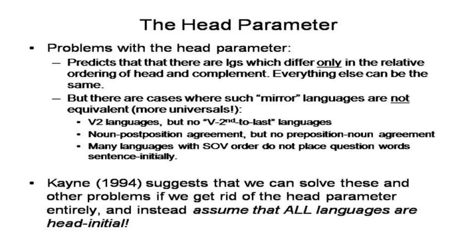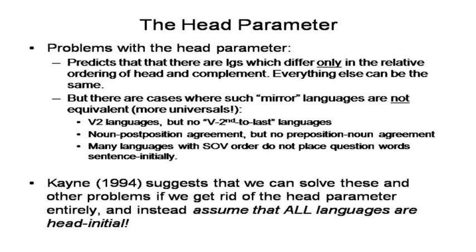You have V2 languages, but no V second to last languages. You have agreement with postpositions, but there are no languages that have agreement with prepositions. And many languages that have SOV order, that's head final order, also do not place question words sentence initially, as in English. In English, question words go at the beginning. Who did you see? What did you buy? I'll make these more clear, okay?